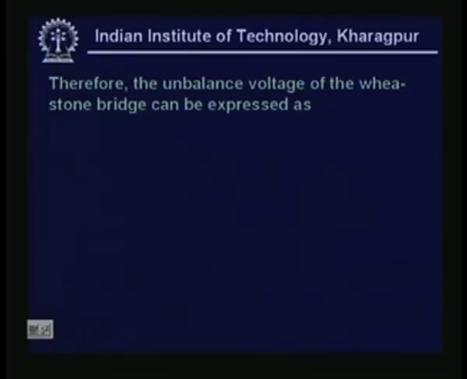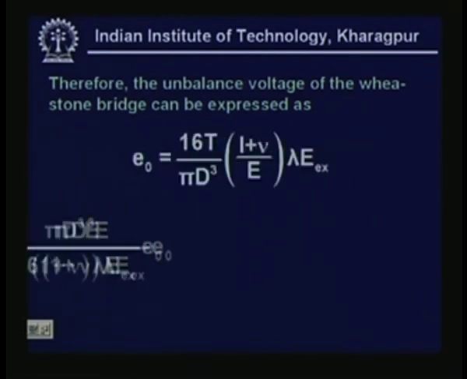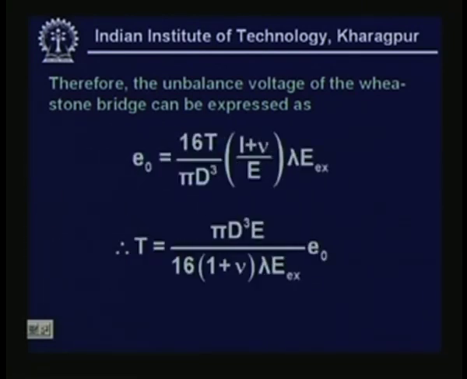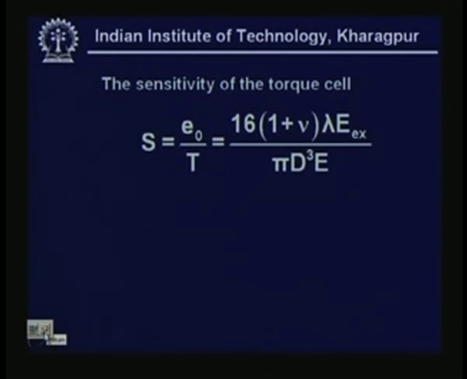Therefore, the unbalanced voltage of the Wheatstone bridge can be expressed as E naught equal to 16 T by pi d cube into 1 plus nu divided by E into lambda into E x. So, what are the legends? The legends are very important. This is the sensitivity of the torque cell. So, S equal to E naught by T equal to 16 by pi d cube into 1 plus nu by E into lambda into E x.